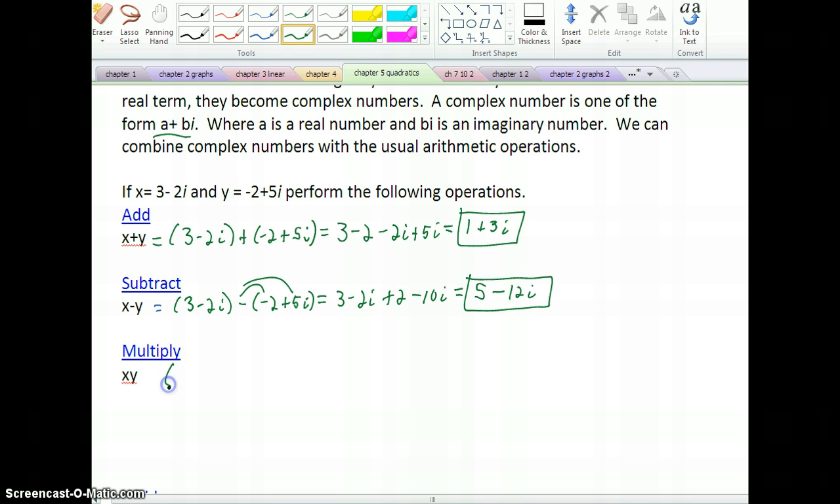Multiplication is going to remind us a lot of what we did when we started our discussion of quadratics, because we're going to take a binomial and then multiply it by another binomial. Some of you might think we'll be doing the FOIL process. Again, it's just distributing. So we're going to take 3 times negative 2, and that's negative 6. 3 times 5i gives plus 15i. Negative 2i times negative 2 gives us a positive 4i. And then negative 2i times positive 5i gives us a negative 10i squared. So this gets a little bit of a complex number.